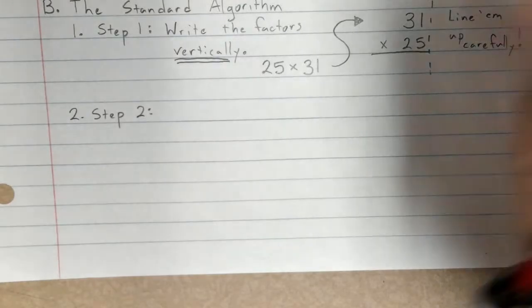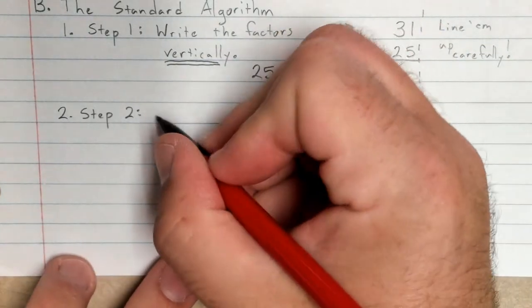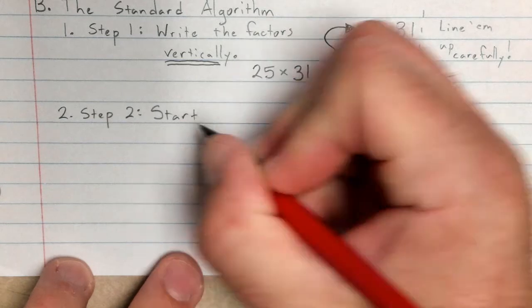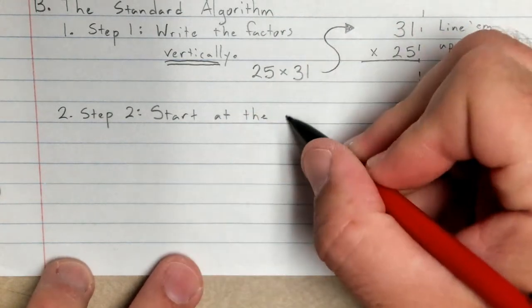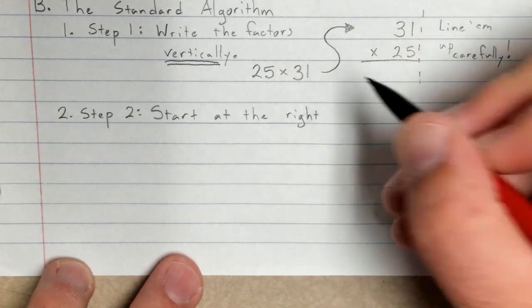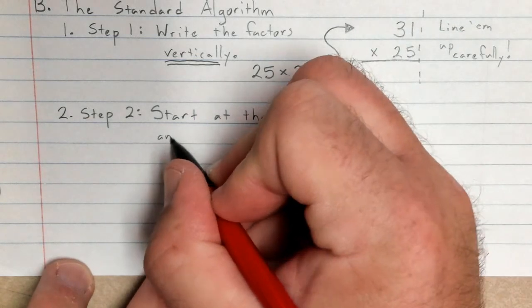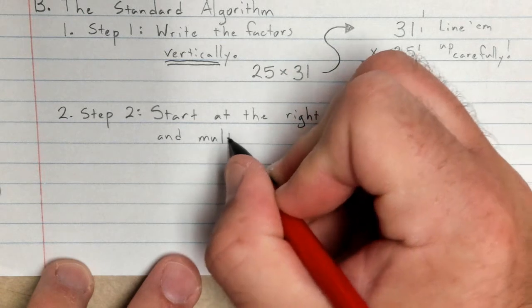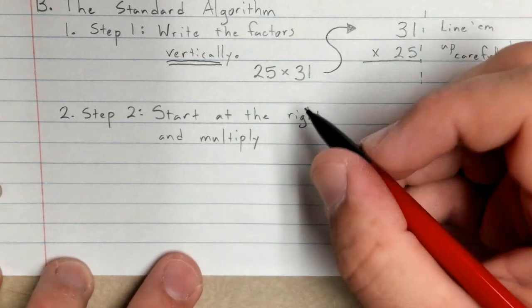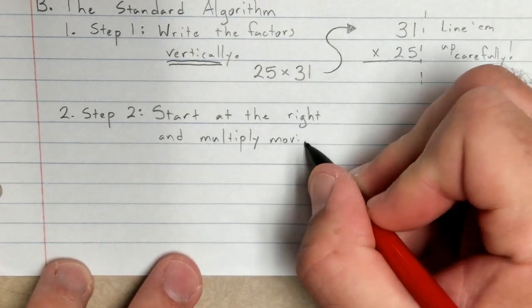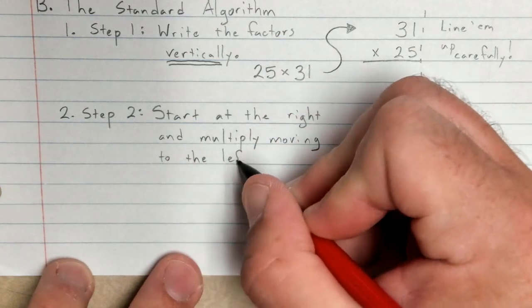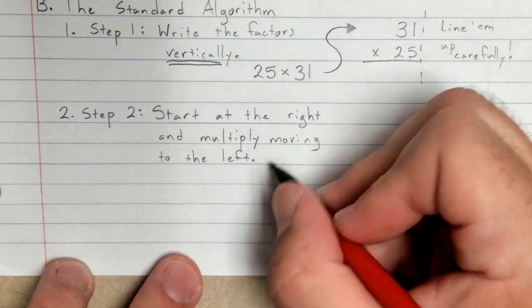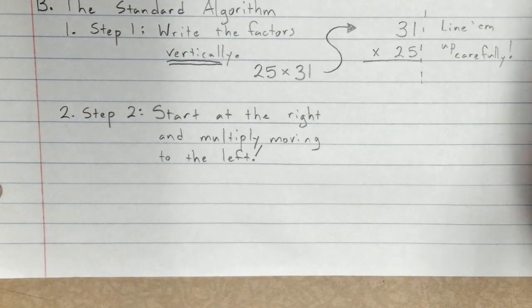Adjust the camera a little bit. For step 2, start at the right. That's why we have to line them up so carefully. Start at the right, and multiply, moving to the left. Okay, actually, that's an exclamation mark. That's pretty important. We're going to move to the left.